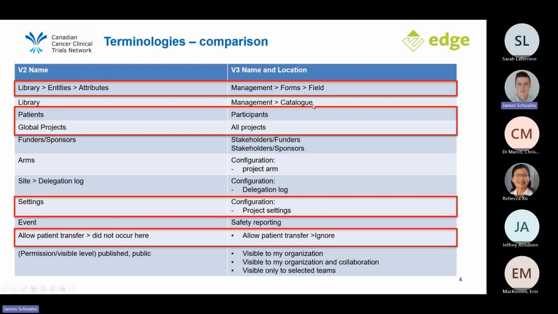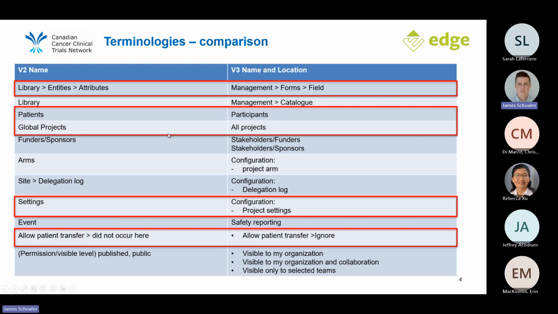Patients are now referred to as participants in the system. So any of the patient tabs or patient fields will now be called participant fields or participant tabs. This is just to be more inclusive of all the types of research, as Edge is not just used for clinical research.